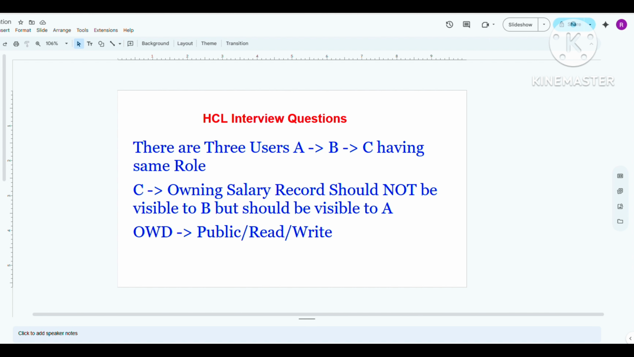Now there was one more question. Say there are three users, user A, B, and C, and all of them have the same role. Say C is owning a salary record that should not be visible to B, but it should be visible to A. And the OWD for that object was public read write. So how would you approach this? Just try to think of this and do comment if you know the answer.